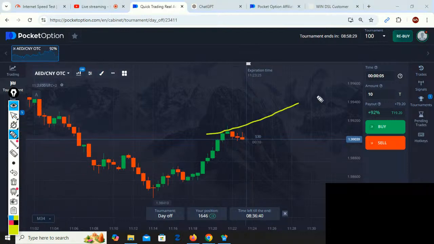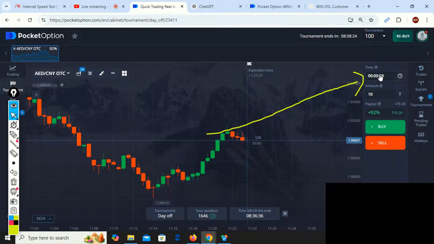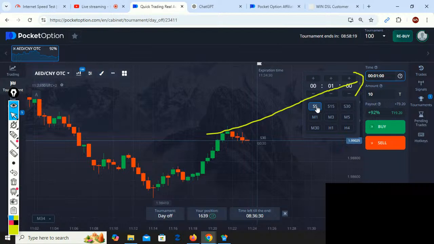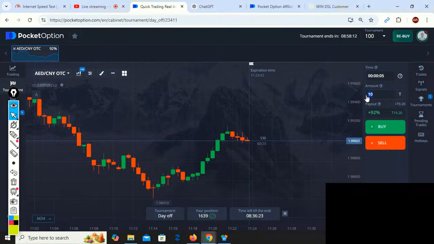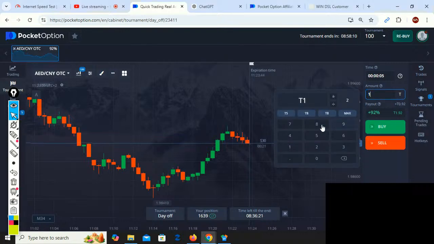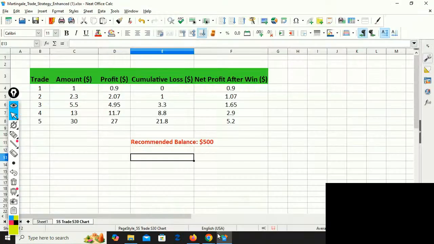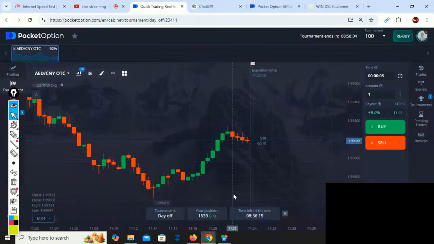Second, you should come here to the expiry time and select 5 seconds. By default, it's 5. So let's say you have a 1 minute expiry, you just click on S5 over here. Okay. Third point, let's set the first trade amount to 1 as per the spreadsheet. You can see over here the first trade amount is $1.